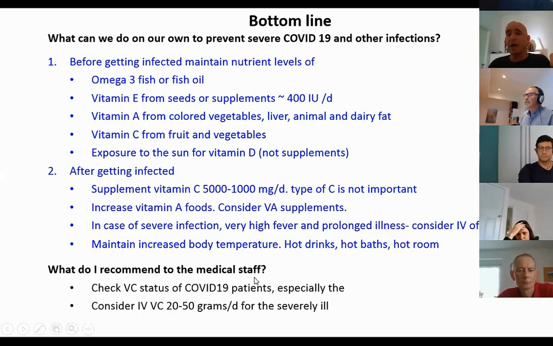And to the medical staff, if they would talk to me, I have some friends, but I don't have any doctor friends that treat coronavirus patients, so I only told it to my family doctor. I would check vitamin C status on COVID-19 patients and consider giving them 20 to 50 grams a day. There were experiments done in China, very successful. I think there were experiments done in New York City with COVID-19 patients.